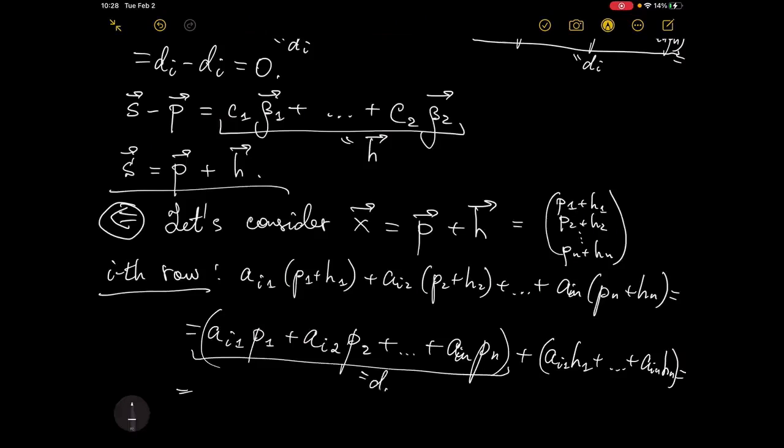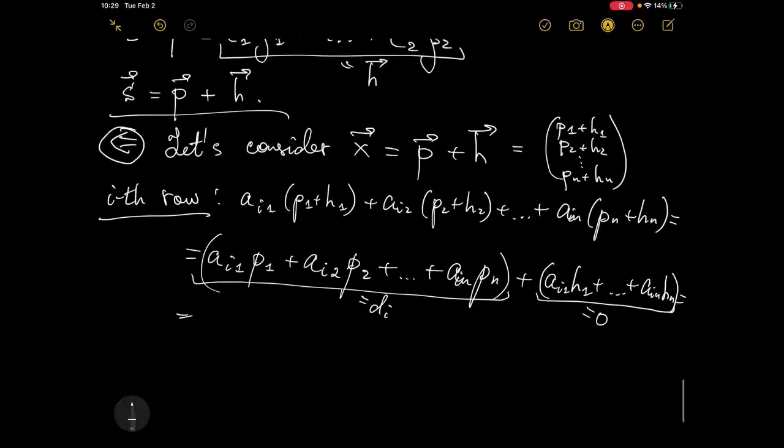this will give me nothing else but, this has to be equal to the right-hand side in the ith row. While this h is a solution of the homogeneous system of linear equations, it has to satisfy the corresponding homogeneous equation. So it has to give me 0. So altogether, I'm getting d_i plus 0, which is d_i.